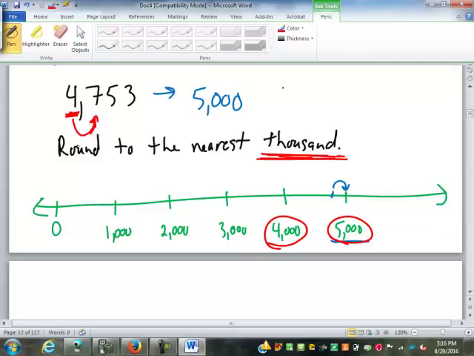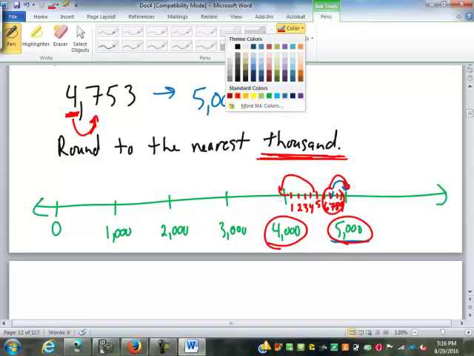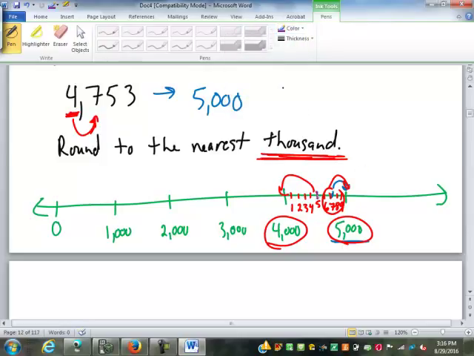This next digit is the 7, which tells us how far in between them it is. 1, 2, 3, and 4 would obviously be closer to the 4,000. 6, 7, 8, and 9 are obviously closer to the 5,000, right? Well, that's a 7, so that tells us we go up to 5,000. Hopefully that's not anything new, right? Okay. What if it were a 5?